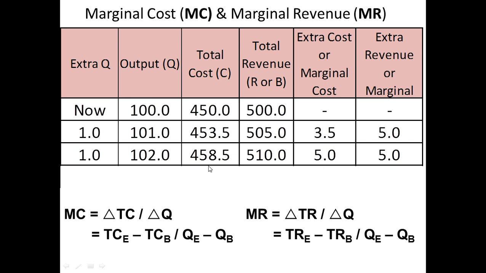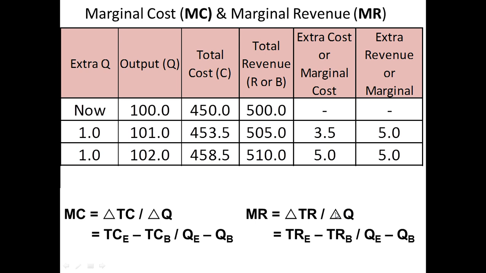However, I pay more total cost because I get more output. If I take this more output to sell in the market, I get more revenue. So based on this, I find that this is the marginal cost by using the formula, and this is the marginal revenue by using the formula.